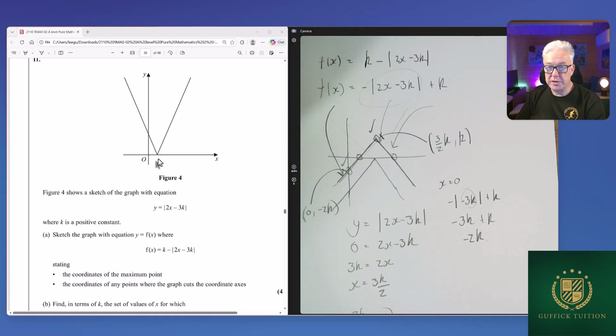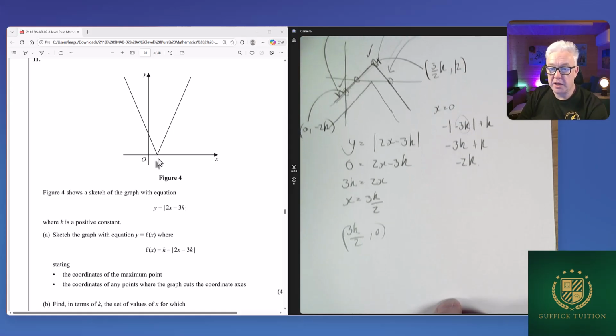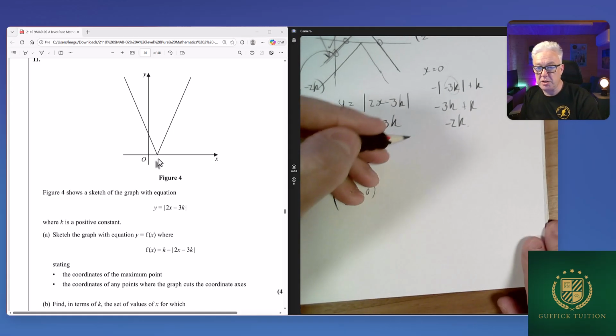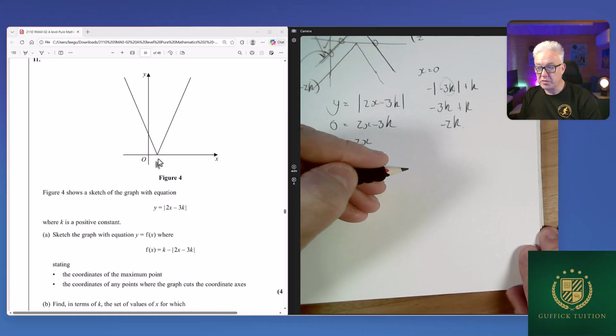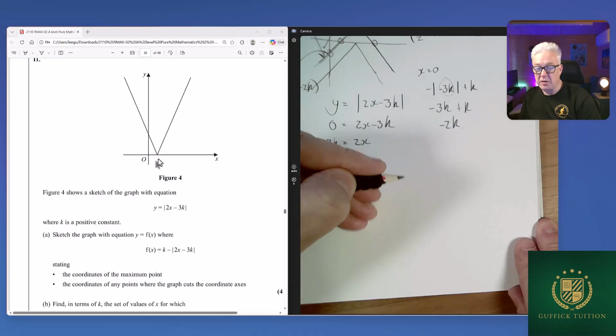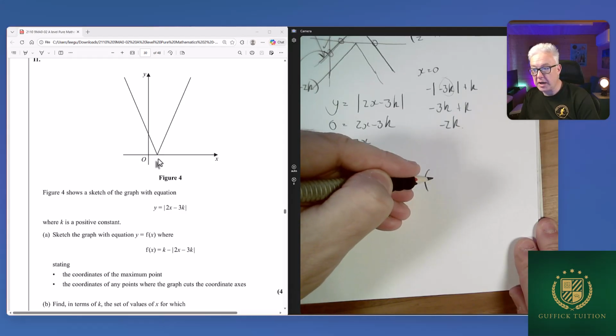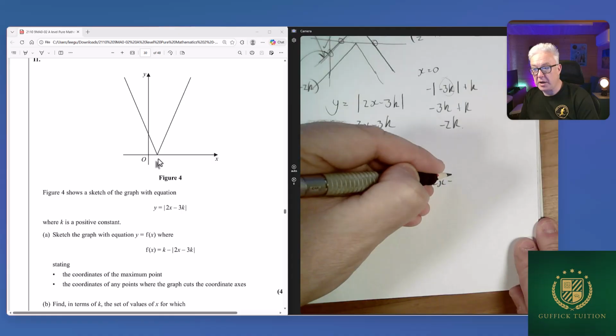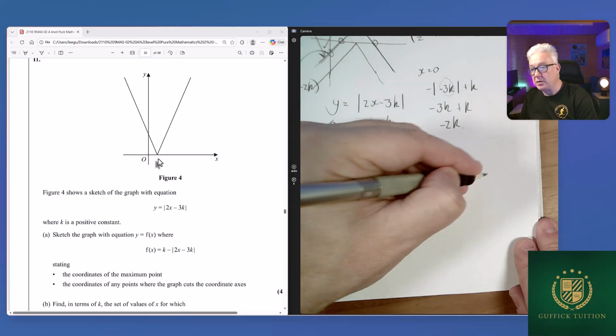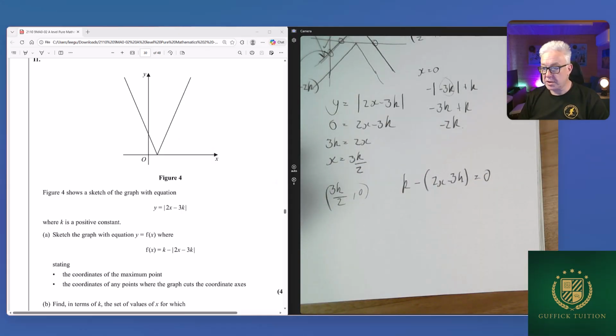Now for those two coordinates that remain, we're going to take our f of x equation and solve it once with the modulus function positive and once with it negative. So we're going to say that k minus open bracket 2x minus 3k is equal to 0. This is the solution that's going to come from when we imagine that the whole thing is positive. So let's see what we get when we solve that one.